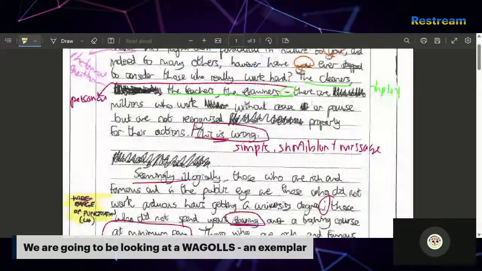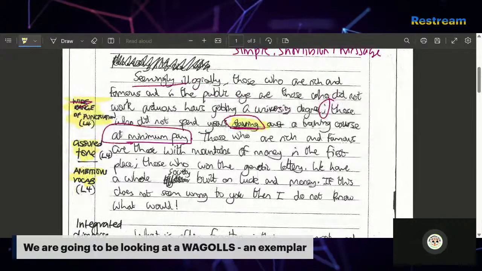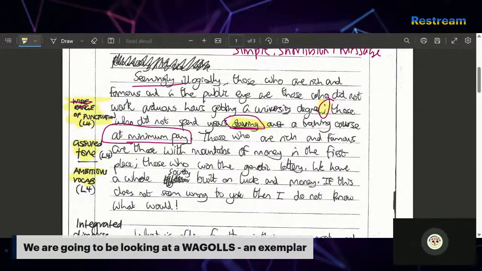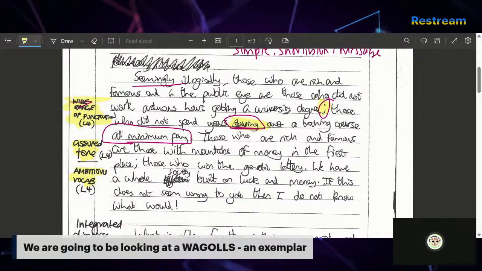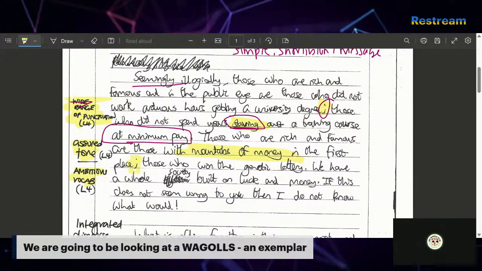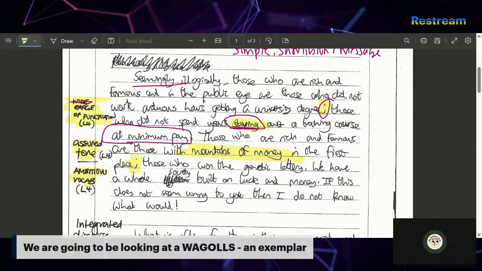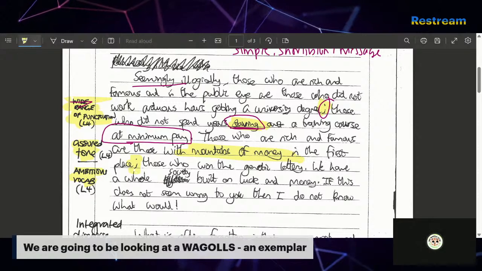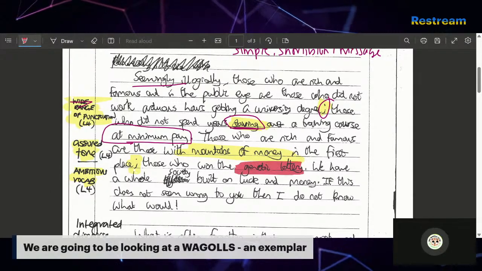We've also got things like slaving, very emotive language. Those who are rich and famous, and those with mountains of money. Look at this figurative language, mountains of money, that metaphor is really impactful. In the first place, again, a semicolon used. Those who won the genetic lottery. This is a really interesting phrasing here, and that's what the examiner would really appreciate.